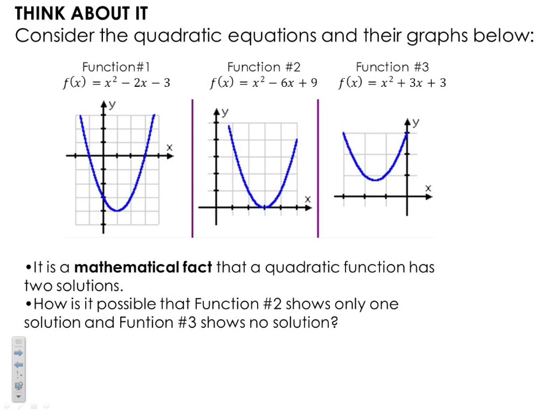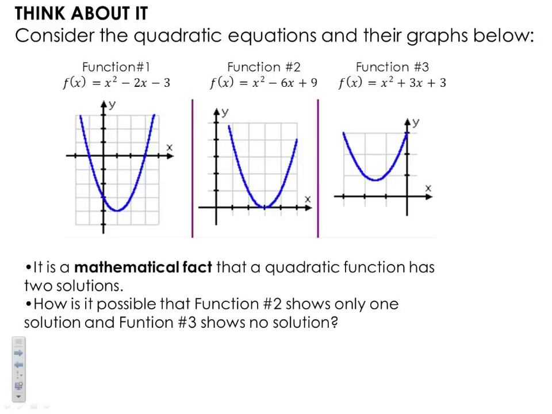All right, first thing I'd like you to do is think about it. Consider the quadratic equations and their graphs below. So we have f of x equals x squared minus 2x minus 3. I have f of x equals x squared minus 6x plus 9, and f of x equals x squared plus 3x plus 3. All right, so there are three different graphs of three different equations.